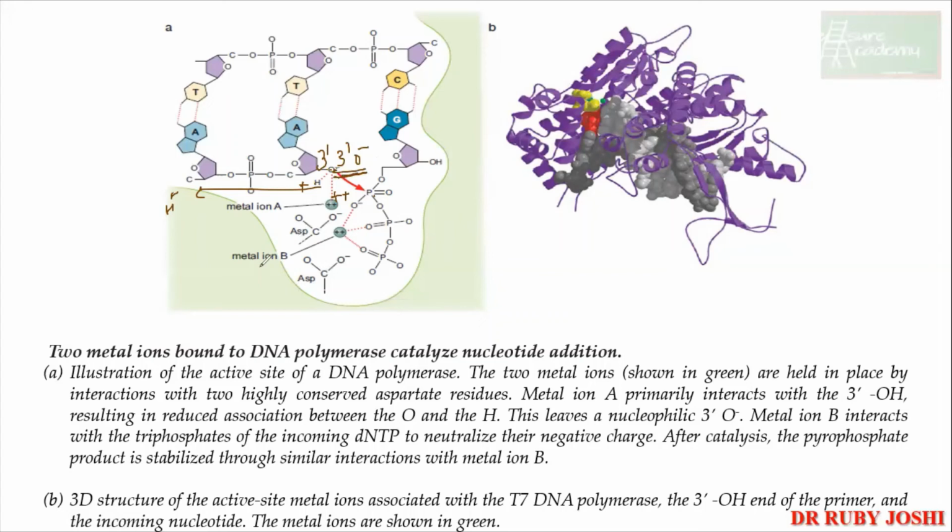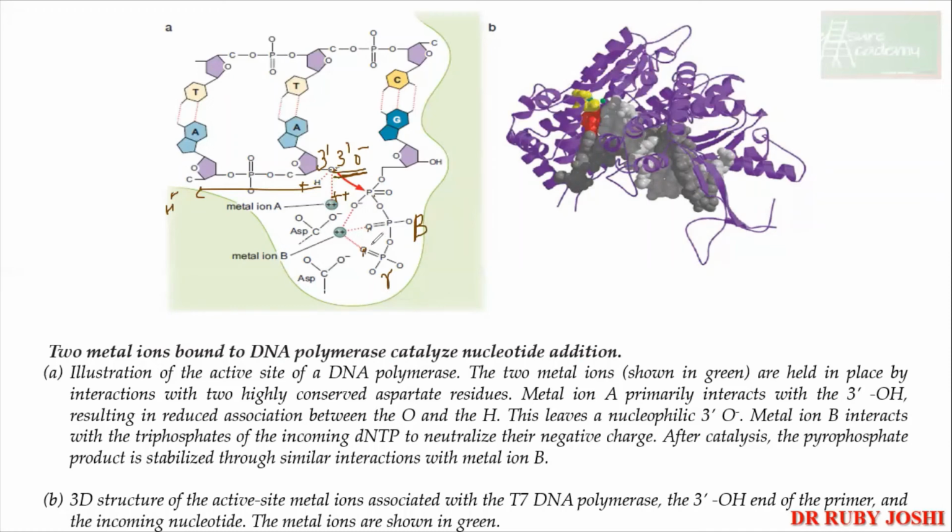Now the second metal ion, B, what is it doing? It is going to stabilize your beta gamma phosphate. Can you see how it is beautifully interacting with the oxygen over here, which is present, right?